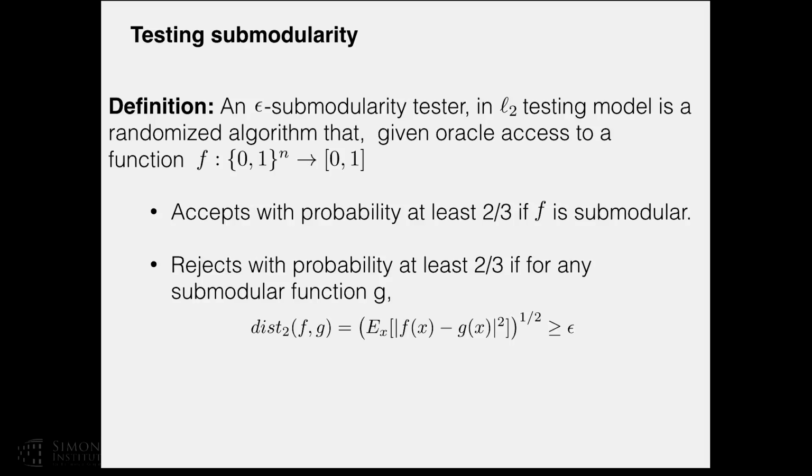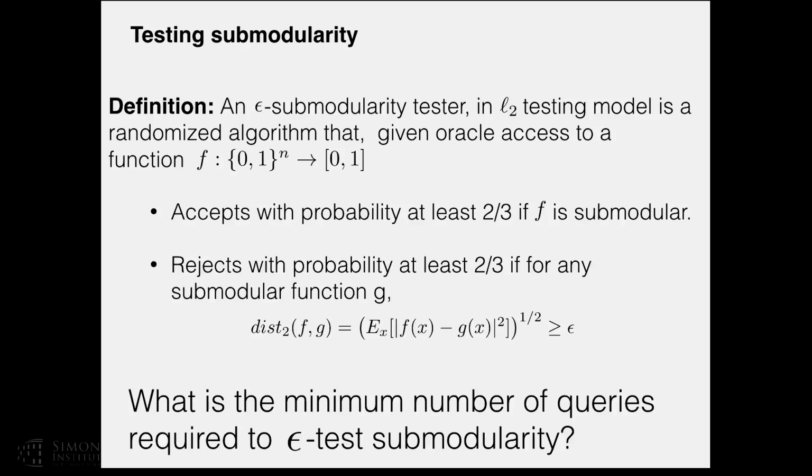For this talk, when I say distance, I mean the L2 distance, and the testing model we'll be looking at is L2 as well. The algorithm we have would work for general Lp, but to keep it simple in this talk, we'll be looking at just L2. So the question we'll be answering in this talk is, what is the minimum number of queries required to epsilon test submodularity?